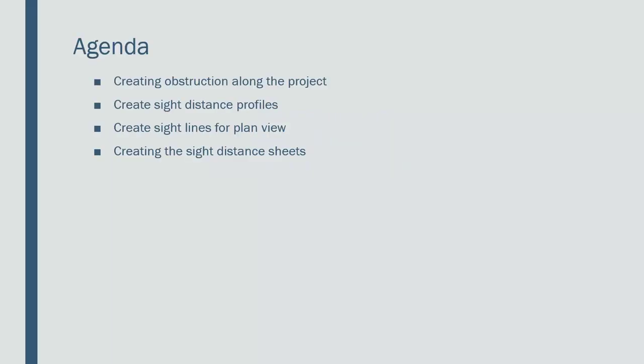russ.nicloy@macertechnologies.com. This session is on stopping site distance in WISDOT projects. We'll be looking at the analysis of a WISDOT project for site distance requirements in plan and profile aspects. We'll cover creating the site obstructions around the project area, creating the site distance profiles in both directions along the project, creating sight lines in plan view, and creating the site distance sheets for the project sheet set.